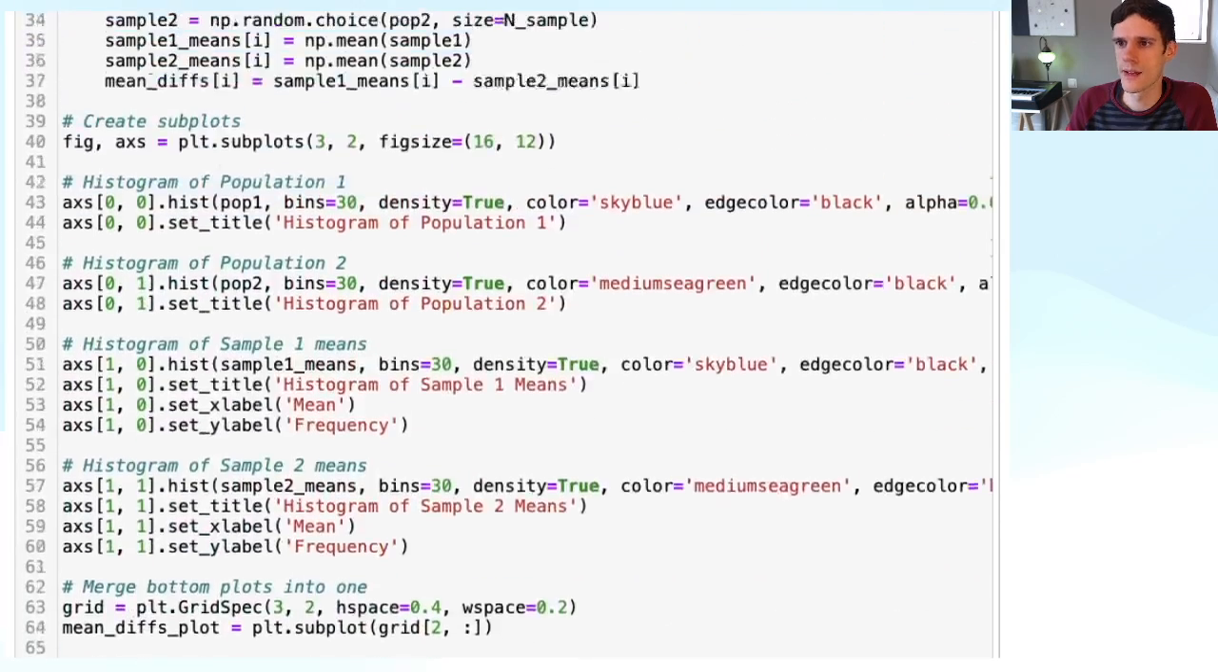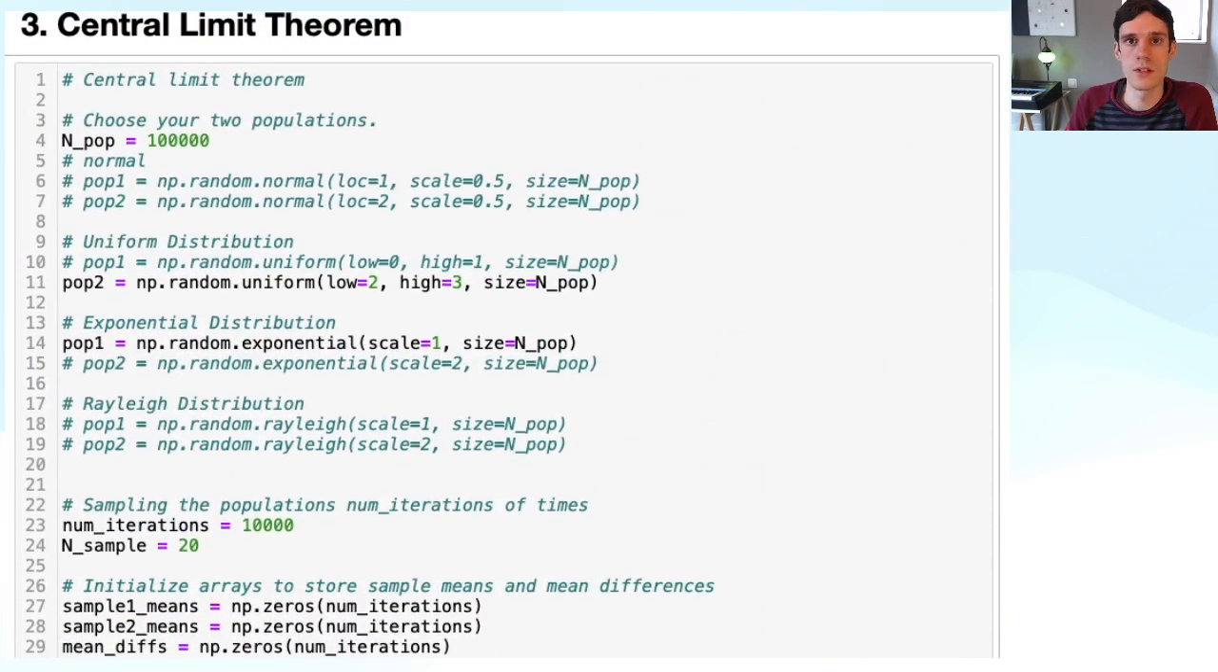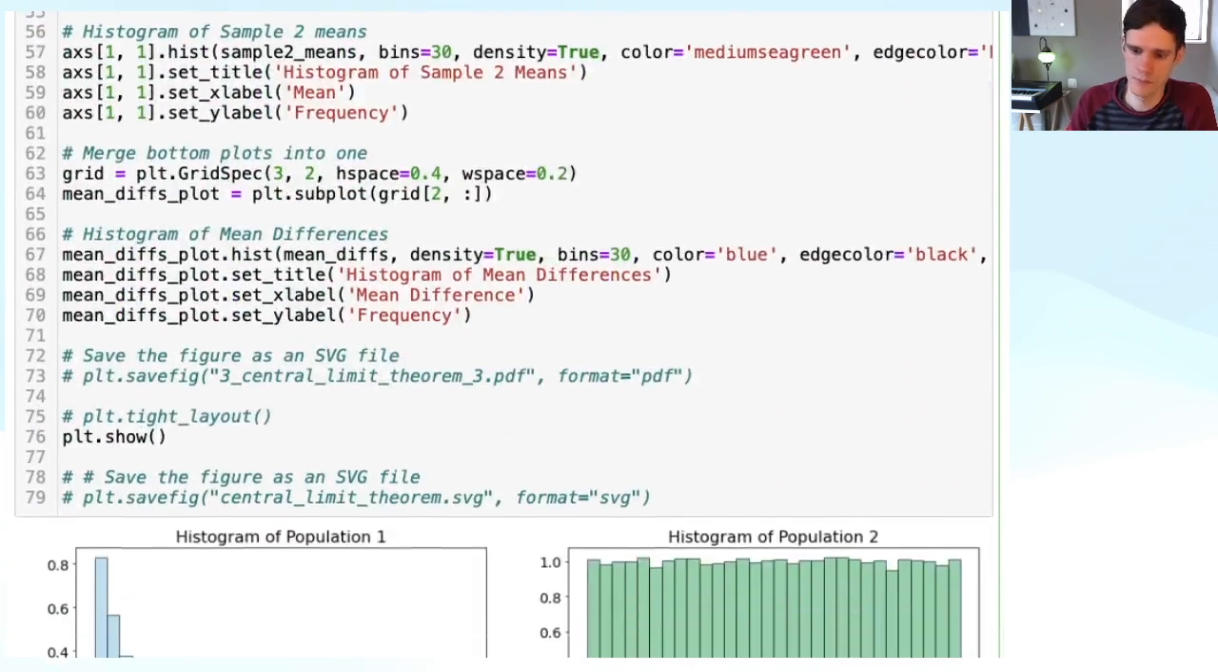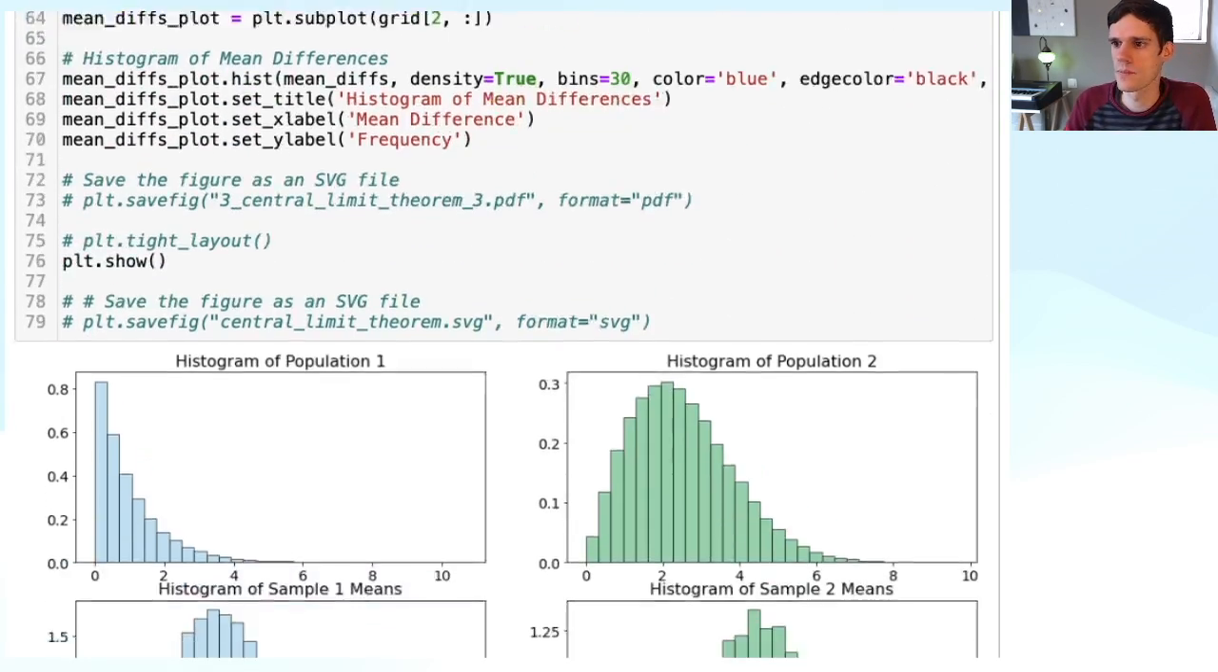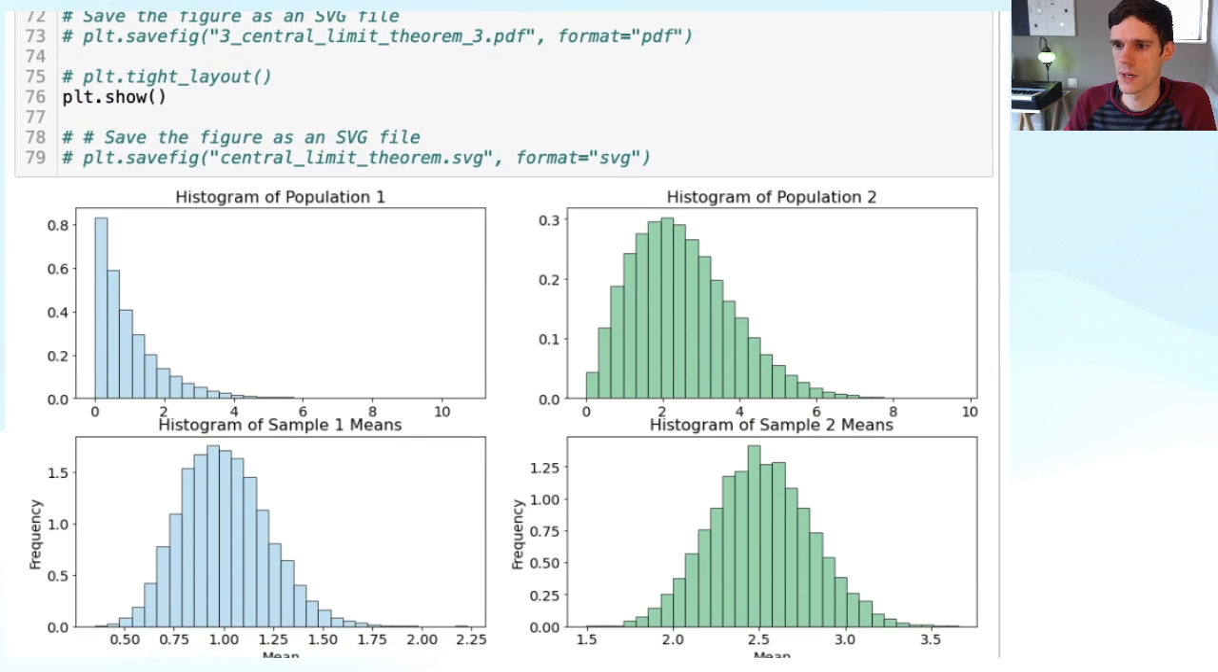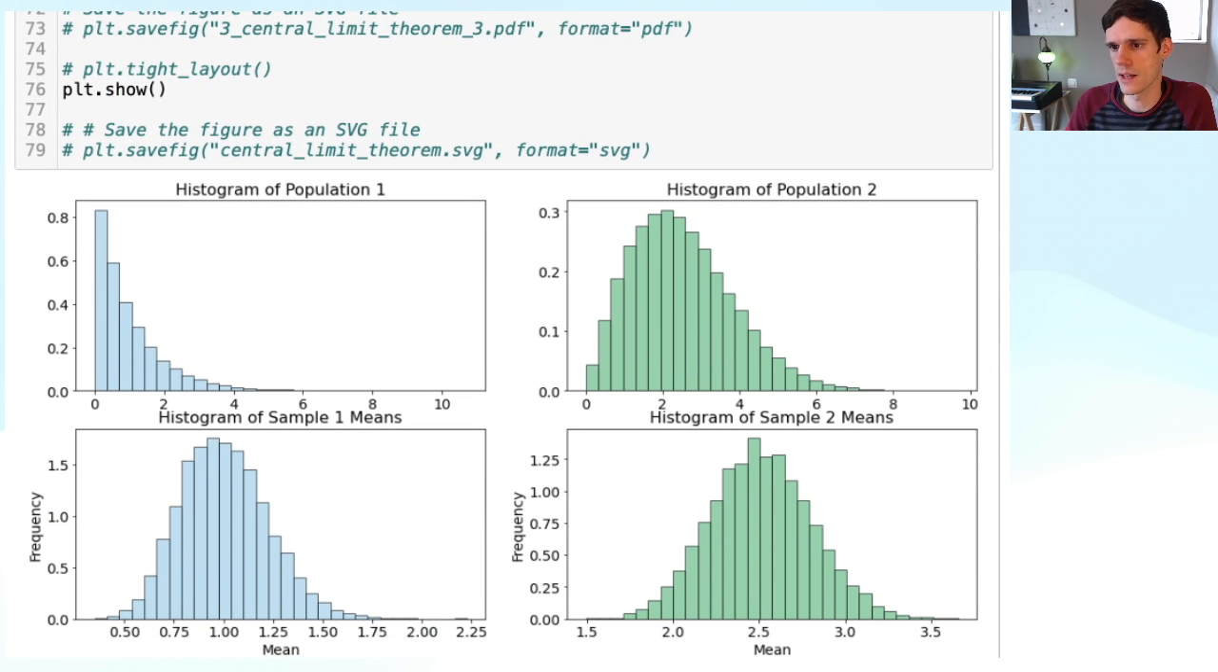So let's now look at a last example where we take two asymmetrical distributions. Let's say that population 2 is a Rayleigh distribution. So we have to comment out population 2 as being a uniform distribution. We again run this cell, and what we see is the following. And of course, exactly the same as before.